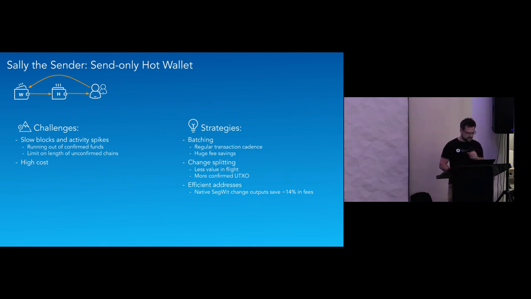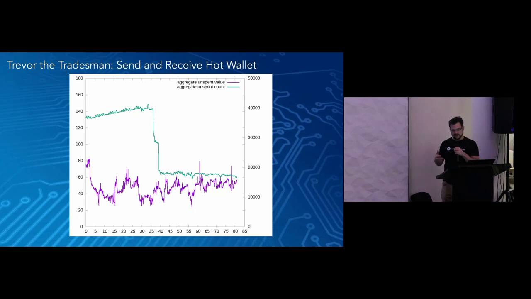The other wallet that we were looking at is the one that receives and sends from the hot wallet. And you'll notice that the pattern is very different. Again, here the green is the count of unspents in the wallet, and the purple is the total value of the wallet. And so here you see that there's incoming deposits and outgoing withdrawals, and it jumps around a lot more than the very strict sawtooth pattern on the send-only wallet.